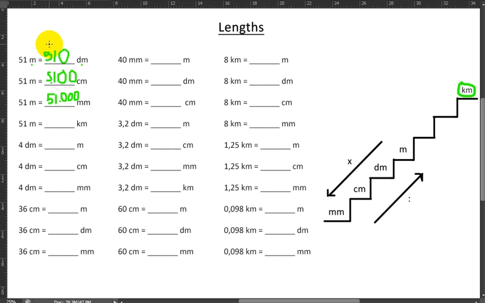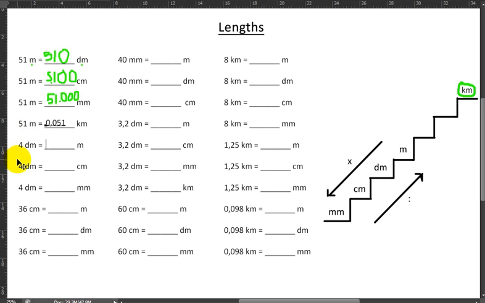You know what? I'm actually going to write the rest. So next up, we have 51 meters into kilometers. Now, this is the first one that we have with kilometers. So I'm going up 3 steps, so I need to divide this number by 1,000. 51 divided by 1,000 gives me 0.051.